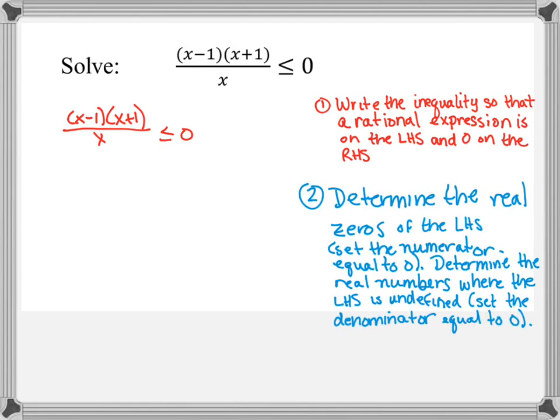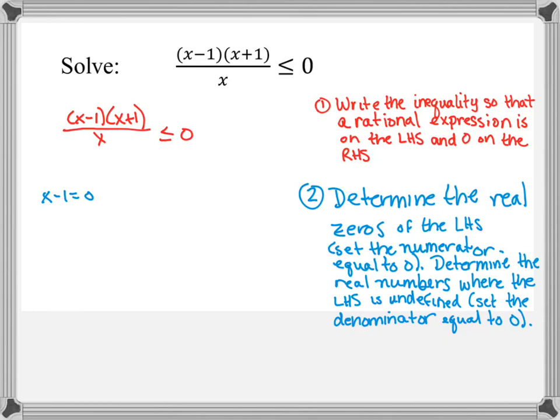Then we will determine the real zeros of the left-hand side. I'll do that by setting the numerator equal to 0, very similar to what we did with polynomial inequalities. And then we will determine the real numbers where the left-hand side is undefined. This is where we will set the denominator equal to 0. So let's find the zeros first.